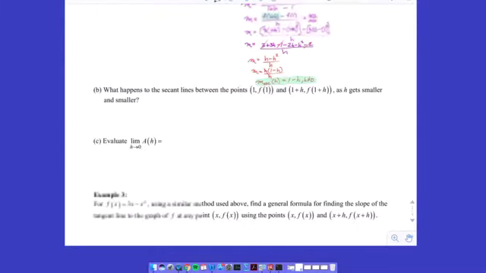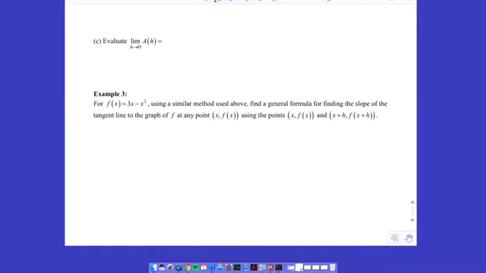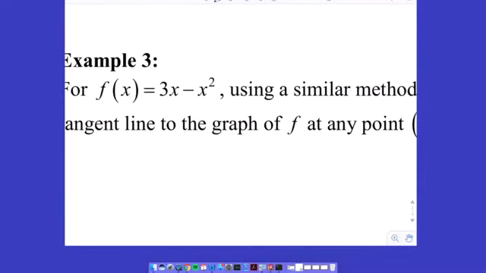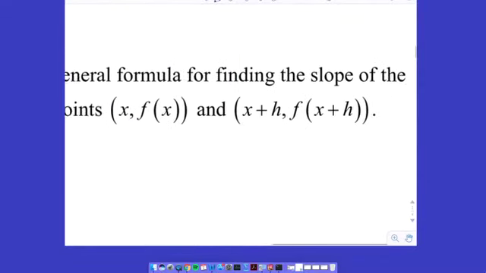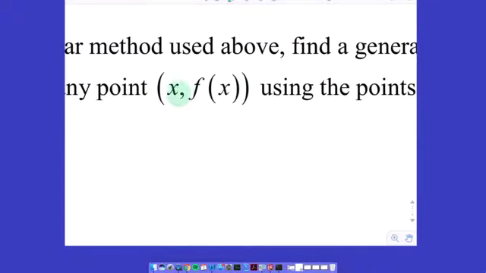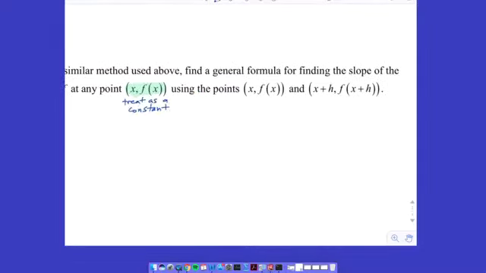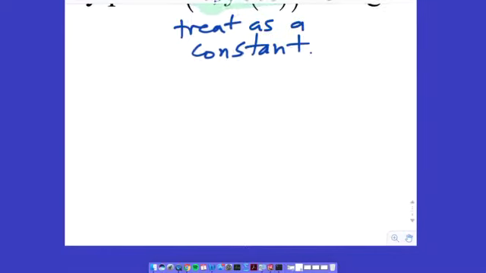So here's the next step in the evolution. We are going to, instead of using the point 1, f of 1, we're going to use a generic point, x, f of x. And we're going to treat this as a constant. Treat as a constant. Don't tell the math that it's really a variable. We're just going to treat it like we did the 1 and the f of 1. And then we're going to use that other point still, that's h units away. So here's what it's going to look like.